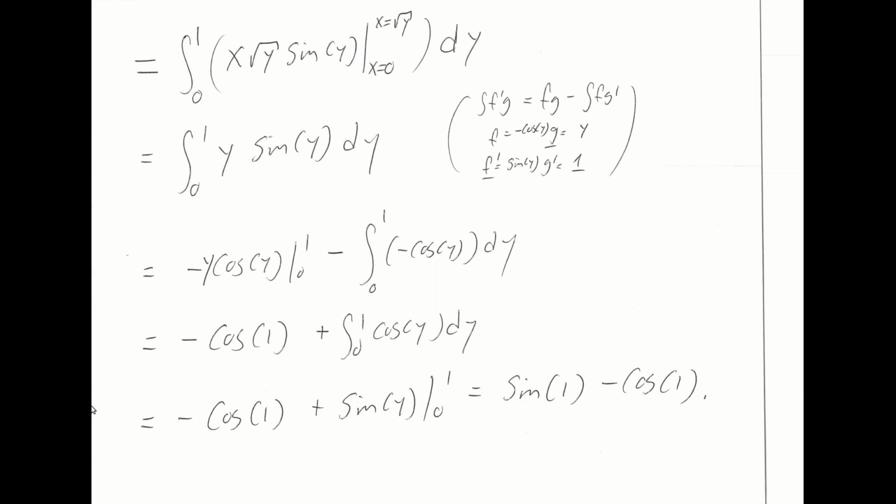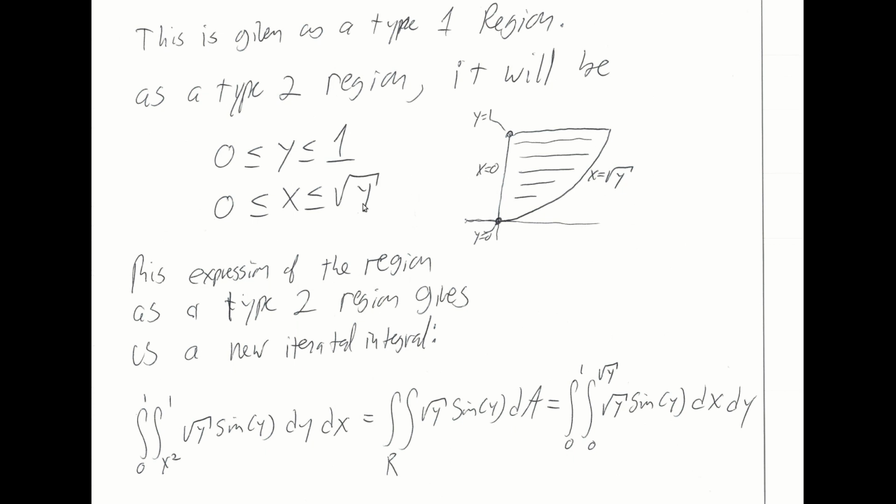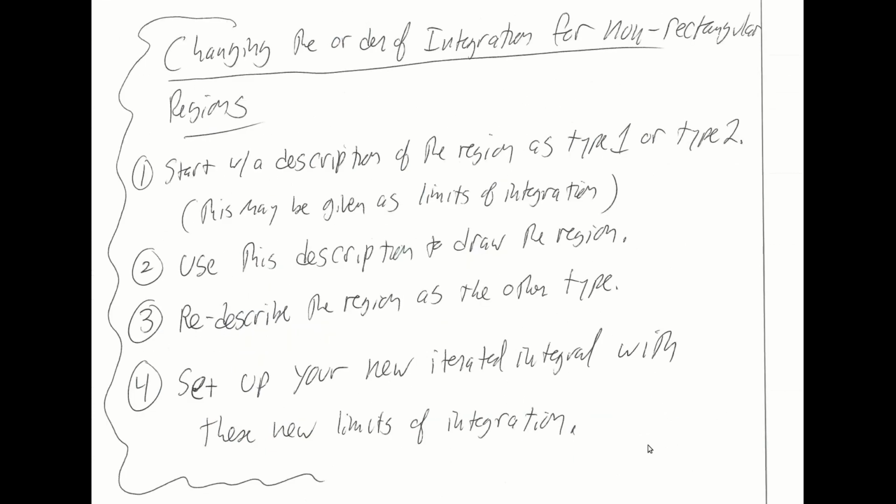So, big picture again, I hand you an integral that can't actually be computed as it stands. It's your job to realize that it might be of benefit to reverse the order of integration. To reverse the order of integration means to take the limits of integration that were given, use those to reconstruct the geometry of the region, re-express the region as the other type, and rewrite this integral as the other iterated integral with the order of integration reversed, and then hopefully solve. So here is that process summarized.